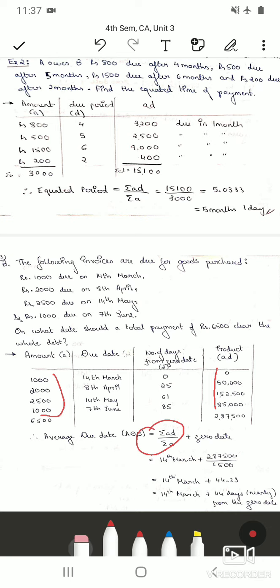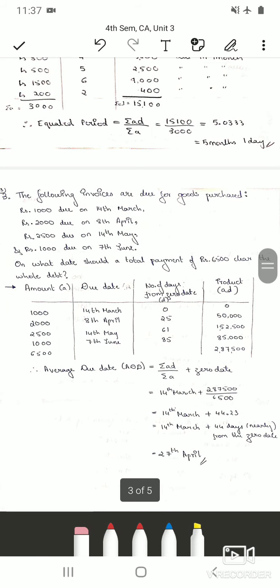So substitute in the formula. Now what is your 0 date? It is 14th March. Now we have to see what is the average due date from 14th March, that is from the 0 date. One thing you can do is first find this term and then see from 14th March till that many days, whatever date you will get, that will be your average due date.